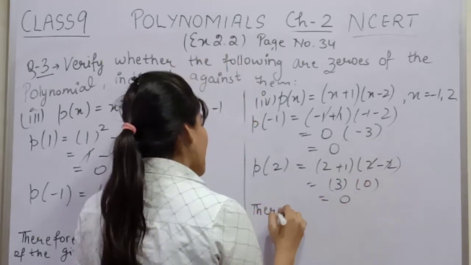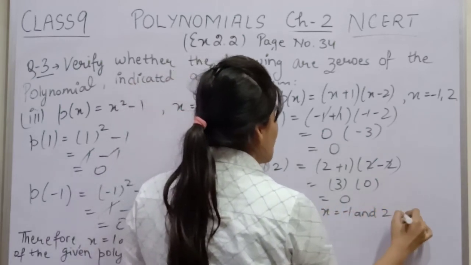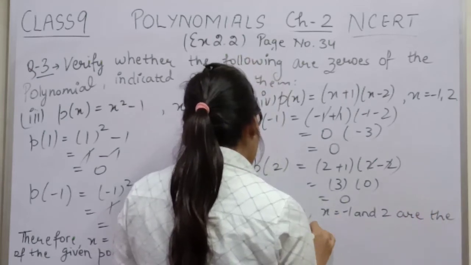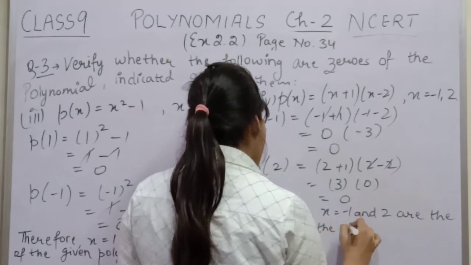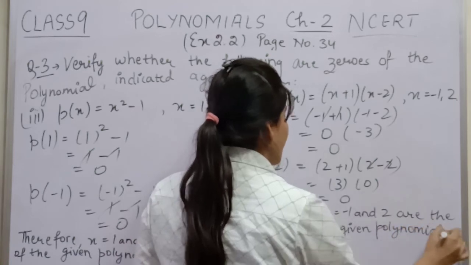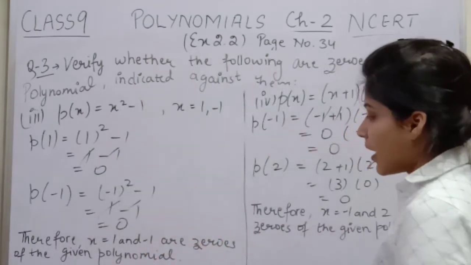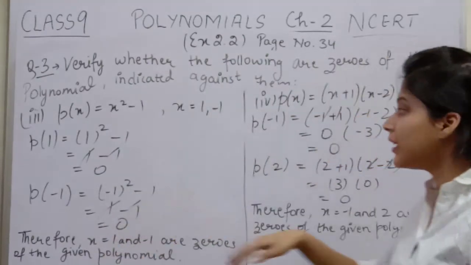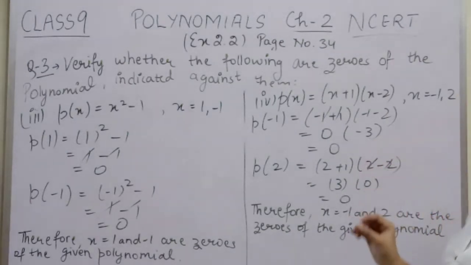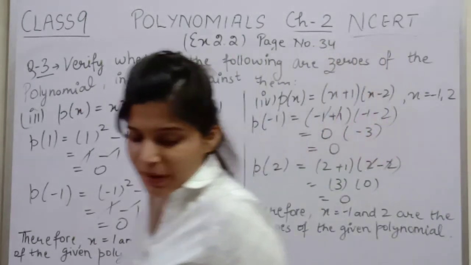Therefore, what we will say? Therefore x equals to minus 1 and 2 are the zeros of the given polynomial, right? थर्ड में आया था and फोर्थ में भी दोनों zeros हैं because दोनों में 0 आ गया solve करके, right? So this was the third and the fourth part of question number 3. Please note down these parts in your notebook.